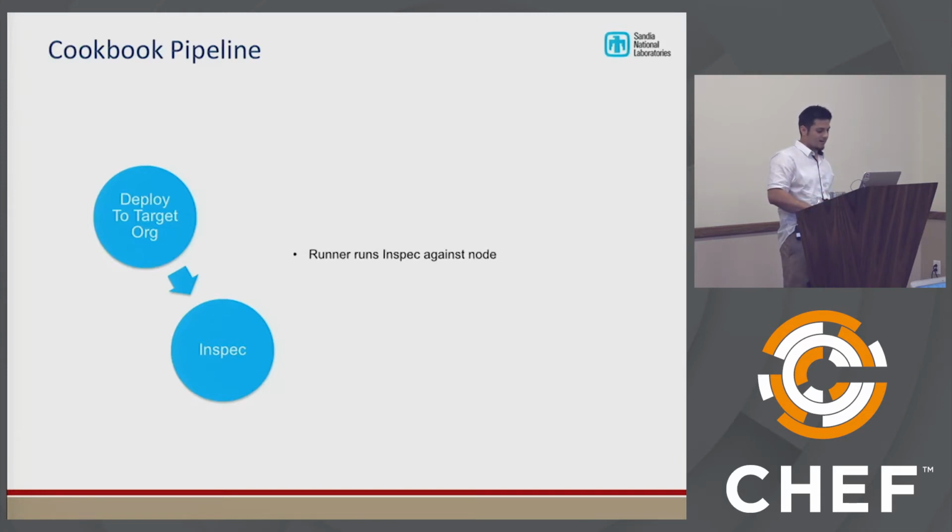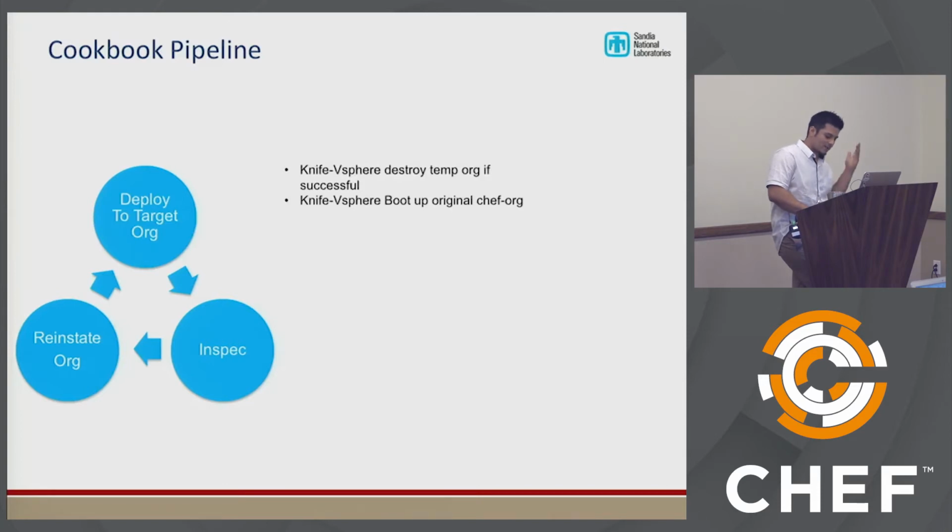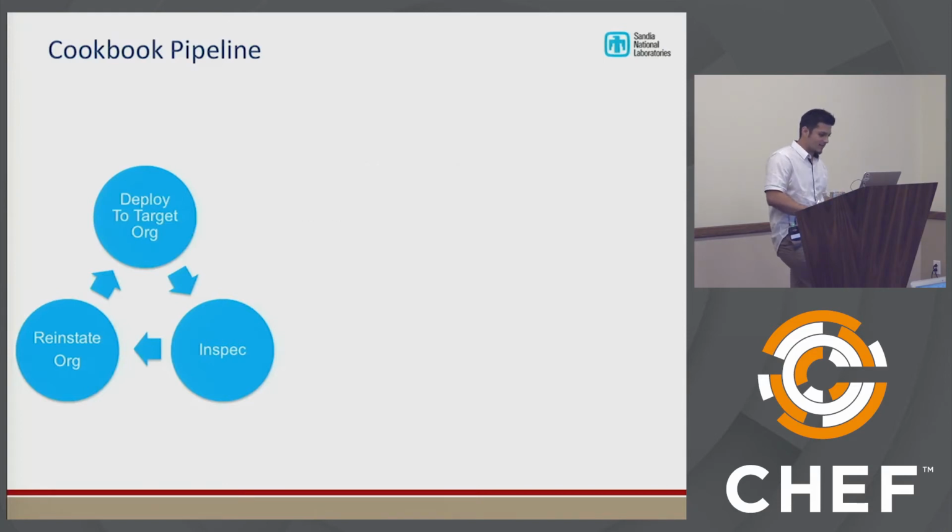We run InSpec on it, of course, because if you don't have any kind of validation or testing, you're not really doing a pipeline correctly. So we run InSpec against the node, and we say, hey, did it pass? We move on to the next stage. In the next stage, we basically just destroy the temp organization that we made. We boot back up the original org, and if it was successful, we upload that new cookbook into that original Chef organization. So now it can be used as a dependency in our role cookbooks or in organization cookbooks.